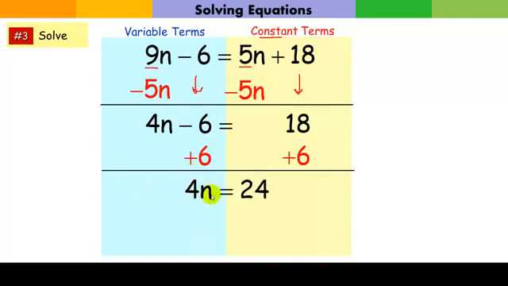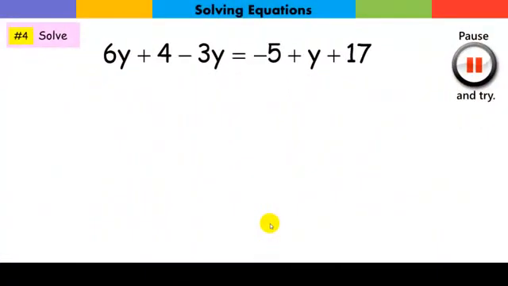Now I have just a variable term on one side and a constant on the other. And my last step, of course, is divide by 4, which gives me n equals 6. Okay, give this one a try.